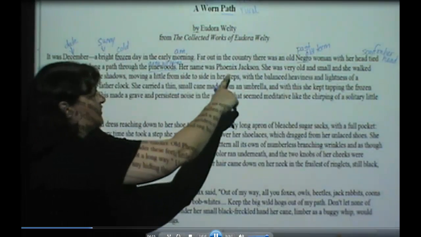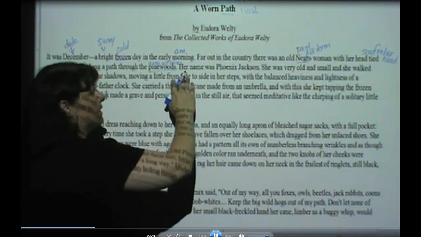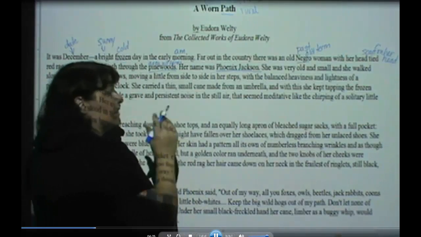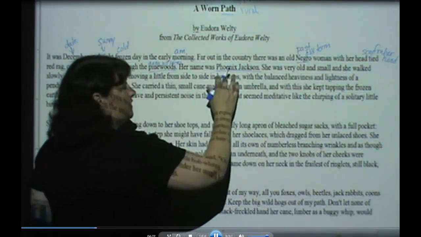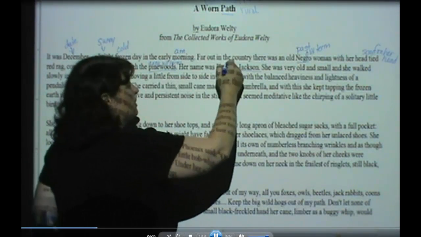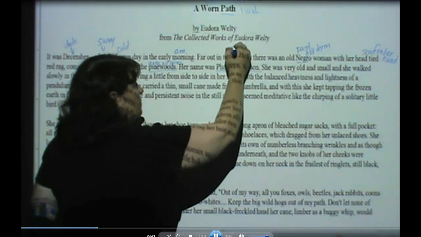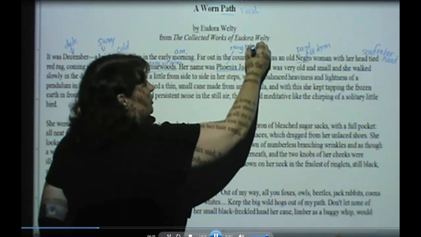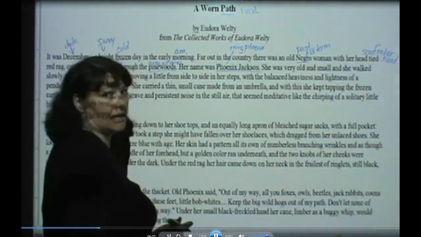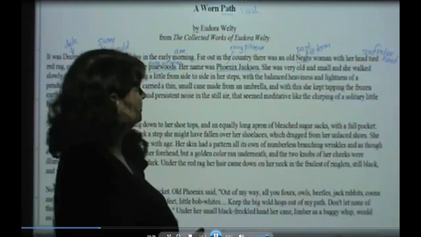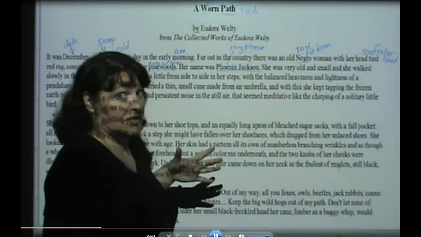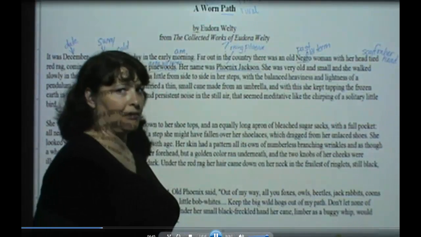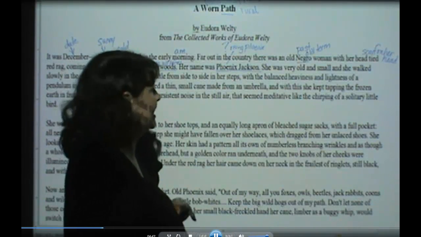"Her name was Phoenix Jackson." The narrator gives us the name here, Phoenix Jackson. Now, the first thing you might think of when you think of Phoenix is the city in Arizona. For me, I think of the rising phoenix. Think more Harry Potter, the bird that goes up in flame in order to be reborn. Will that become significant later? Might be. So let's put a question mark by that to see if that's a question we'll want to ask.